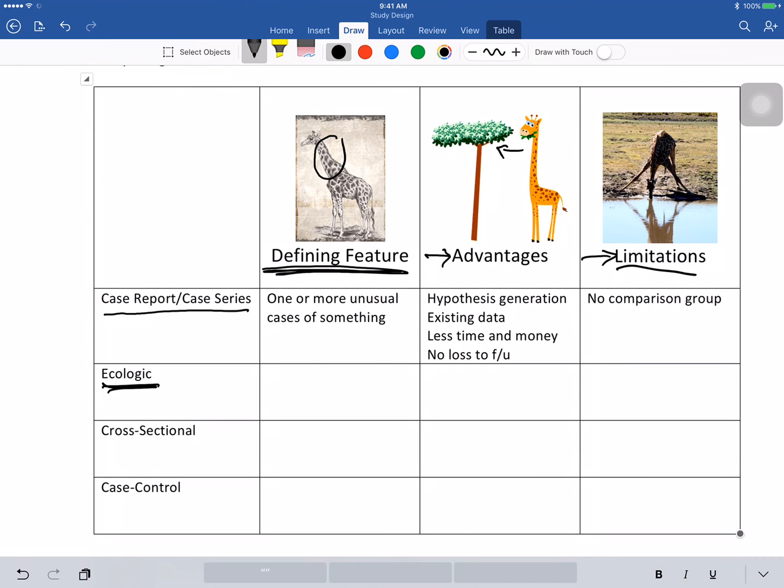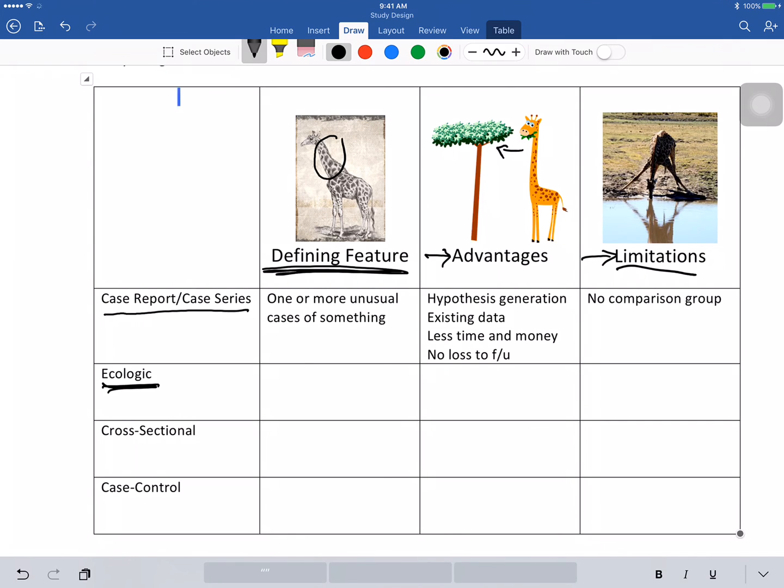So what I'd like for you to do is think about what makes certain study designs good or bad. And all of the defining features have advantages and limitations.